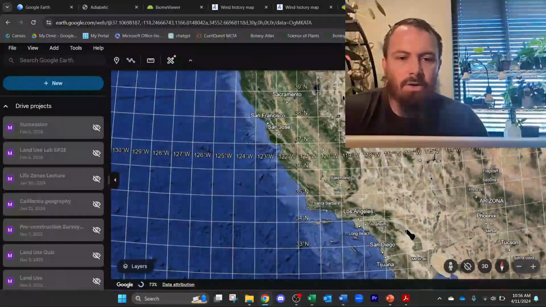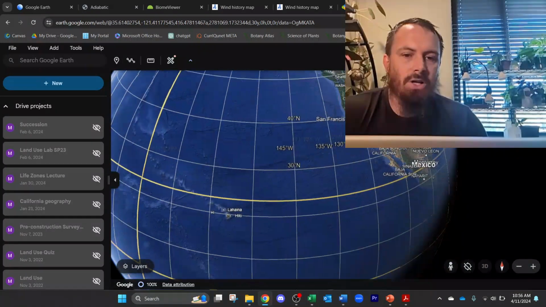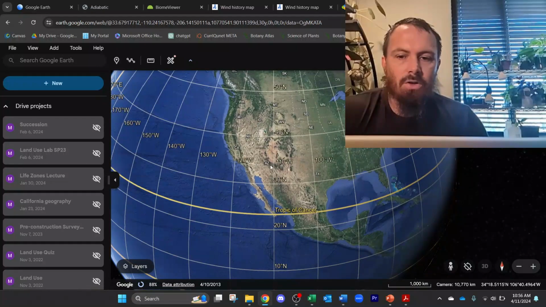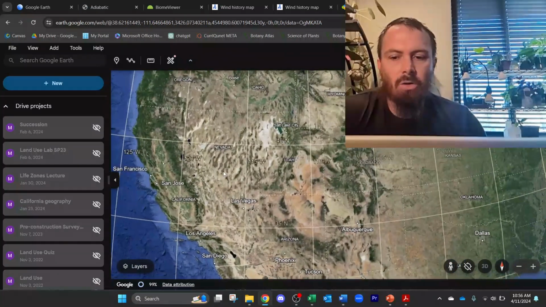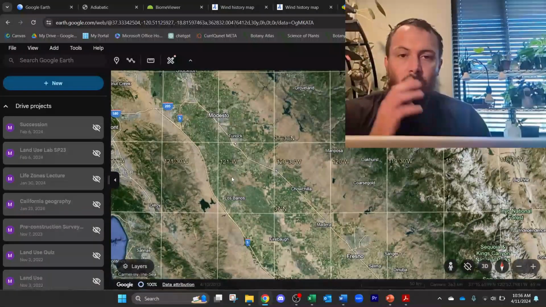Now, what's interesting here, though, the rain shadow for the Sierra Nevadas is massive. It's a huge rain shadow. You can see all this dryness here. Not all of it's caused by the rain shadow, but a lot of it is. While the rain shadow for the Coast Range is small.